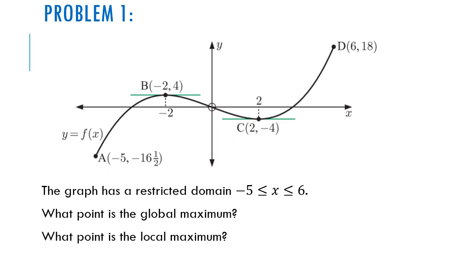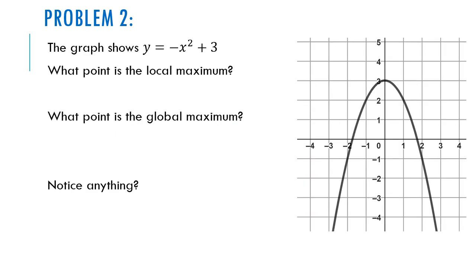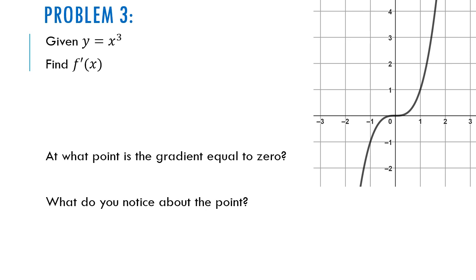All right, continuing, this one's asking about the global maximum. So we're talking about the highest point, which would be point D. And then the local maximum would be the top of the hill, like this, so point B. Skip that one.